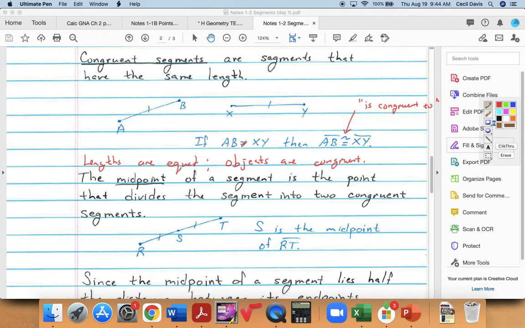And that's part of why I like this symbol. The squiggle part reminds me that they're the same shape, and the equal part reminds me that they're the same size. So I think of this as a two-part symbol. Same shape, same size. We'll be using this symbol throughout pretty much the entire year.